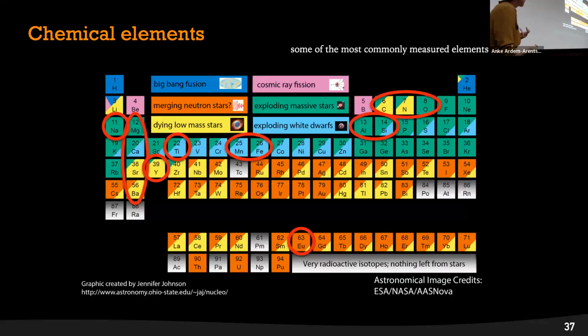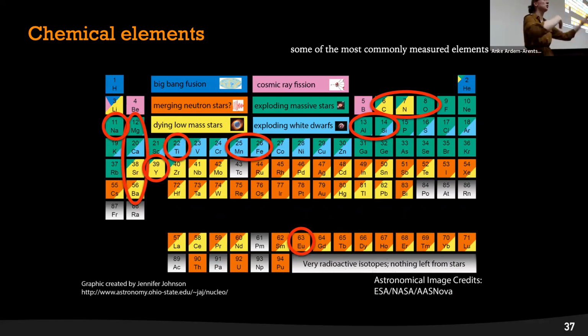So back to this periodic table, I've now circled some of the elements that are often measured in spectra. It really depends on how easy their lines are to detect, how strong their lines are, and what kind of spectra you have. But you can see that these elements cover the green ones, the blue ones, the yellow, and the orange. So we're probing all of these different channels. And this is where it gets complicated.